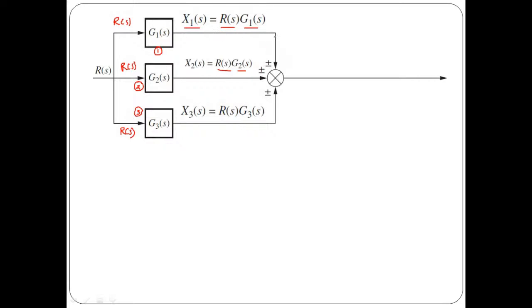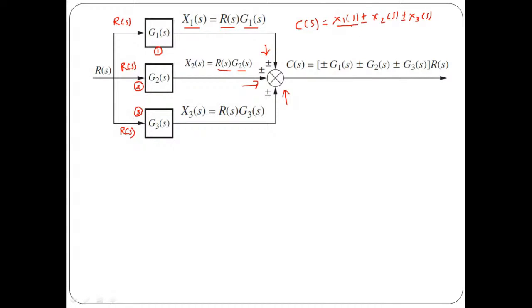First one is x1 of s, second one is x2 of s, and third one is x3 of s. So what we need to do, we need to find out the resultant of these three signals. So the resultant of these three signals will be C of s is going to be x1 of s plus minus x2 of s plus minus x3 of s.